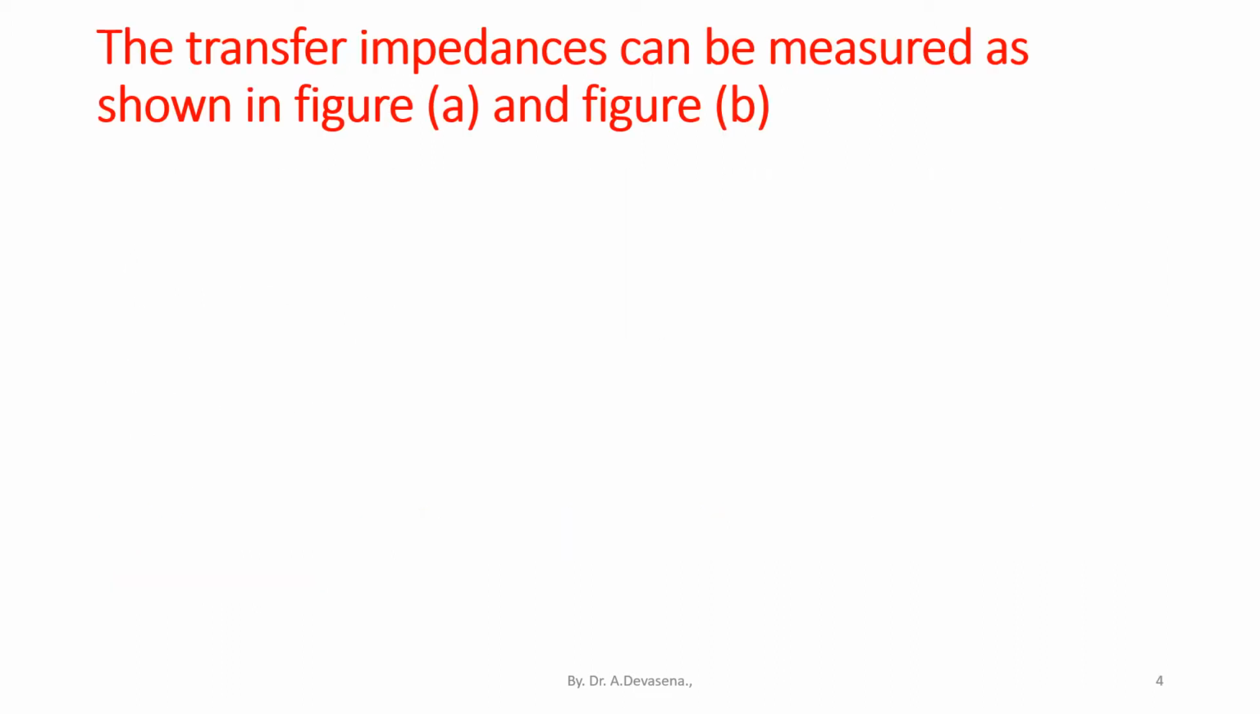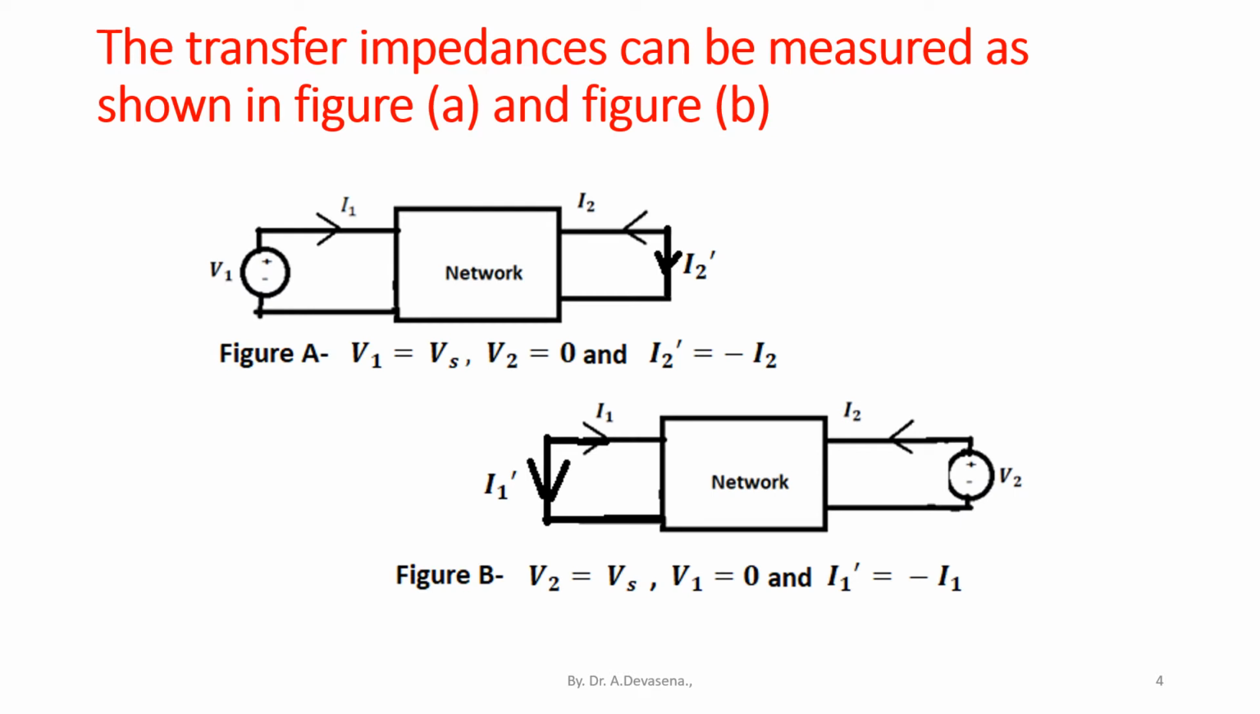The transfer impedances can be measured as shown in figure A and figure B. This is the representation of figure A and figure B. In figure A, we have considered that the voltage at port 1, V1, is equal to Vs, and that port 2 is short circuited, that is V2 is equal to 0, and the value of I2 dash is equal to minus I2. This is the information indicated in figure A.